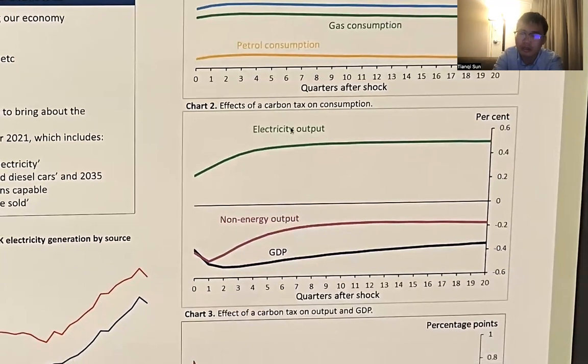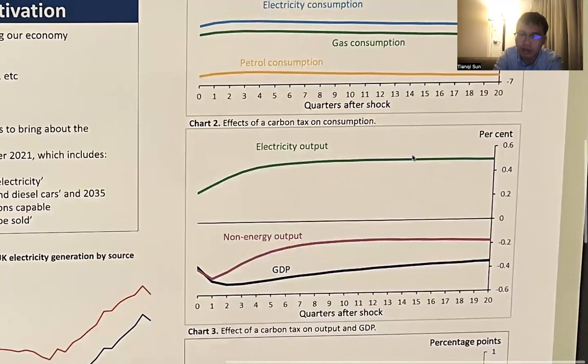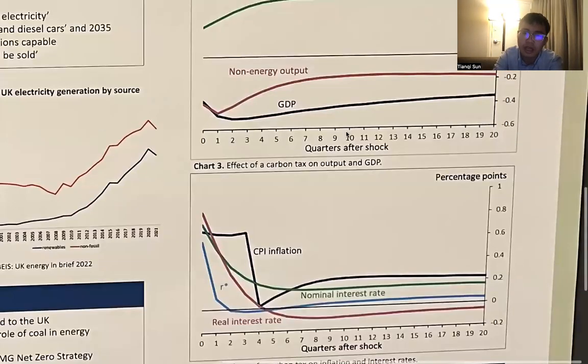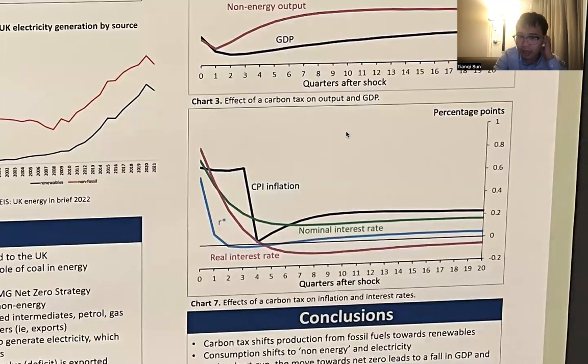As we can see here, electricity output is basically going up and GDP is decreasing, which I found really interesting because I think everything comes at a cost. Some of the costs here are that GDP is going to decrease and non-energy output is going to decrease, although electricity output is increasing. And this is the effect of the carbon tax on output and GDP. And as we can see here, this goes back to zero, and the blue line, the real interest rate, goes back to zero as well. And you can see that it basically plateaus around this area.